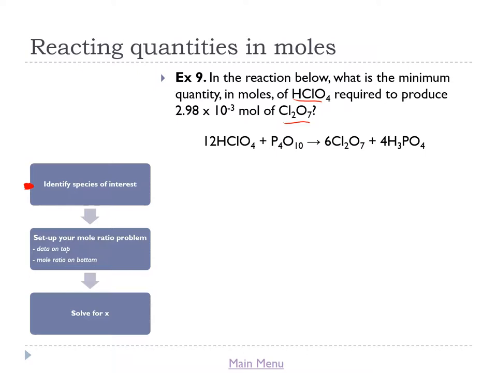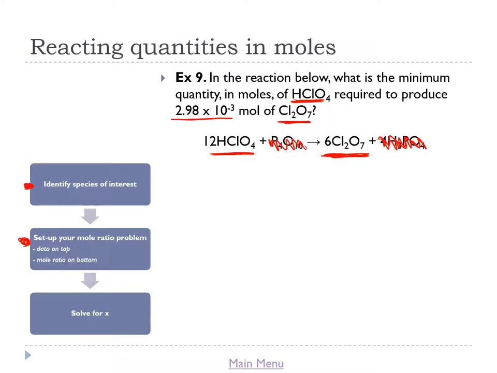So it says, what is the minimum quantity of moles of HClO4? So let's just underline that, HClO4. And then it's required to produce 2.98 times 10 to the minus 3 moles of Cl2O7. So that's that one there. Now, you don't have to do this, but you can just scribble the others out because they are unimportant to us. Let's just focus our minds on what we need. Okay. Then you need to set up your mole ratio problem. And you're going to do this in the form of a fraction. So we're going to put our data on top. So the data is the information from the question. So in this case, it says 2.98 times 10 to the minus 3 moles of Cl2O7.